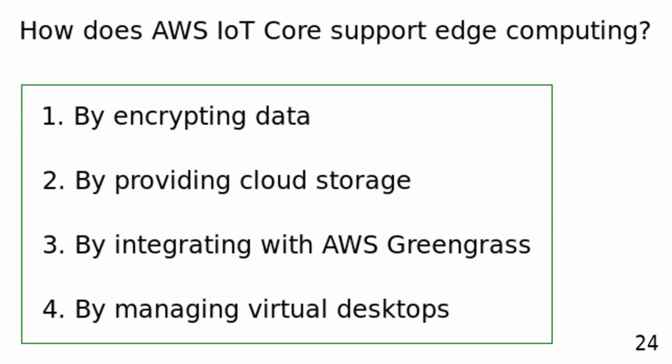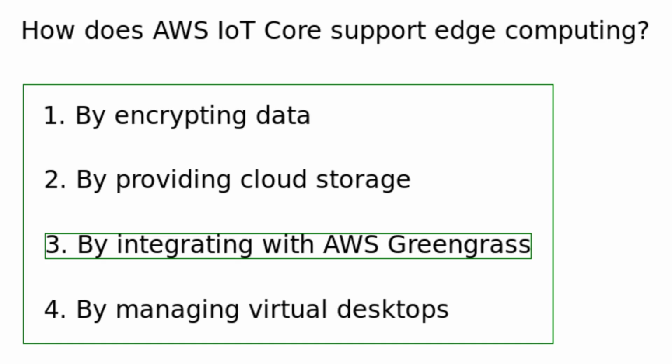How does AWS IoT Core support edge computing? By encrypting data. By providing cloud storage. By integrating with AWS Greengrass. By managing virtual desktops. AWS IoT Core integrates with AWS Greengrass to support edge computing, enabling local data processing.